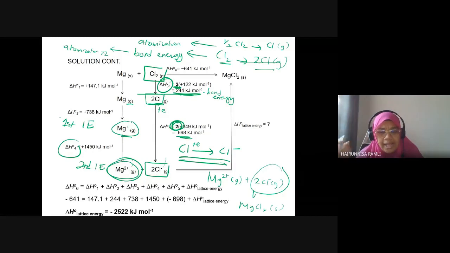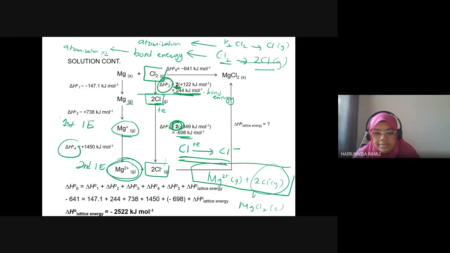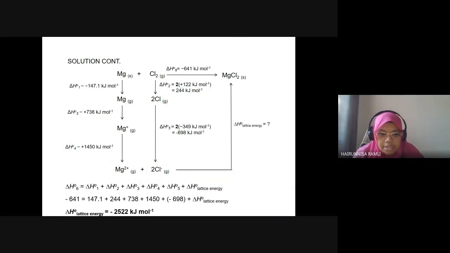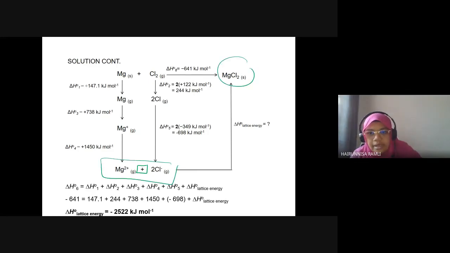So nampak kat sini, ada 2 benda yang you kena darab 2. Cl, dulu dekat pas Cl lah. Okay, so again bila you dah dapat complete seperti yang you nak dalam lattice energy punya equation, you just letak tambah kat sini. You tambahkan, you buat arrow naik ke atas. This is the value for lattice energy.